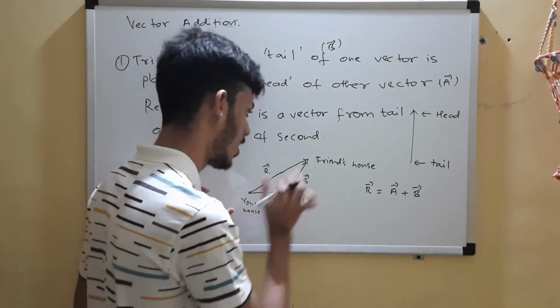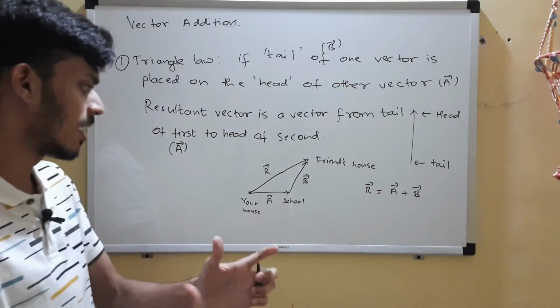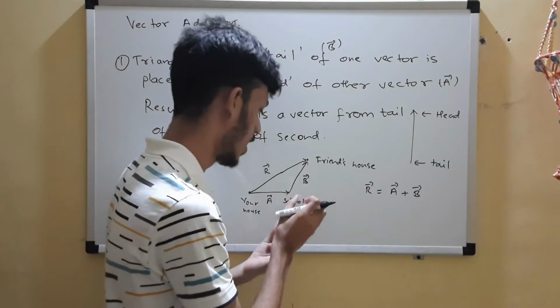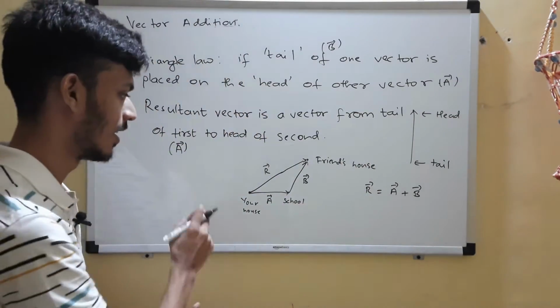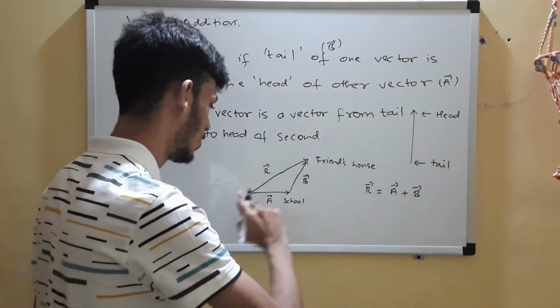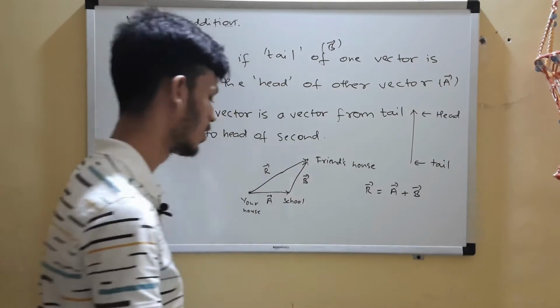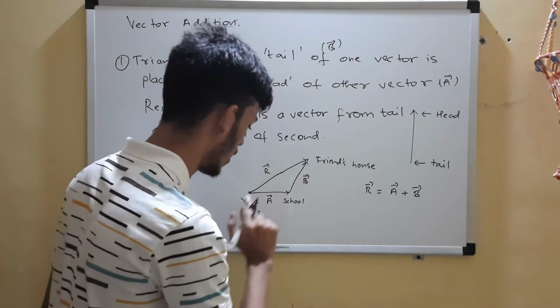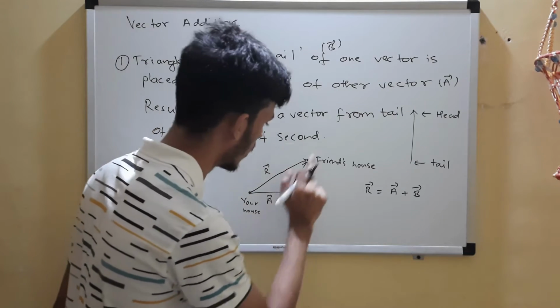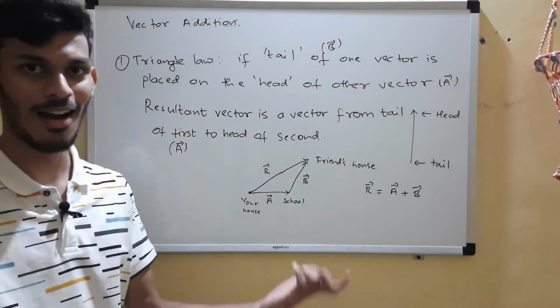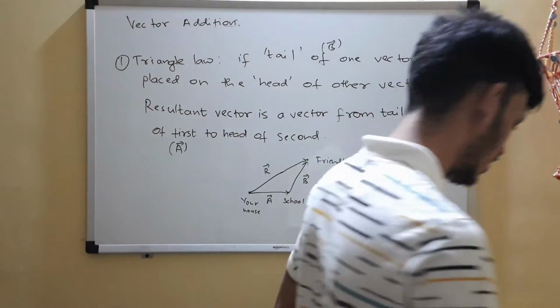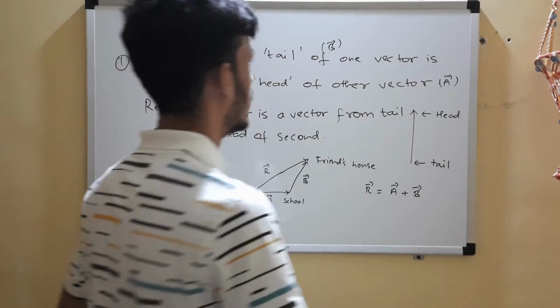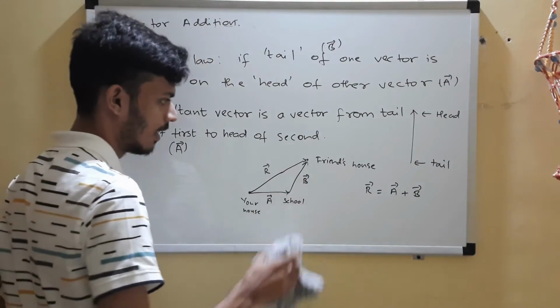So going from your house to your friend's house is the same as going from your house to school and from school to the friend's house. So either you go from here to here, or you take this route. So A plus B is the same as R. Vector A plus vector B is the same as vector R. So that is what the vector law is, instead of this whole head-tail thing.